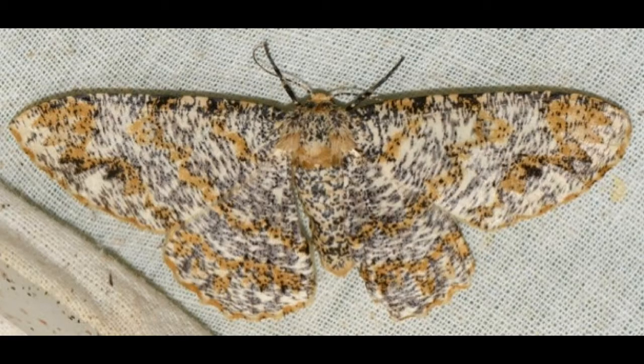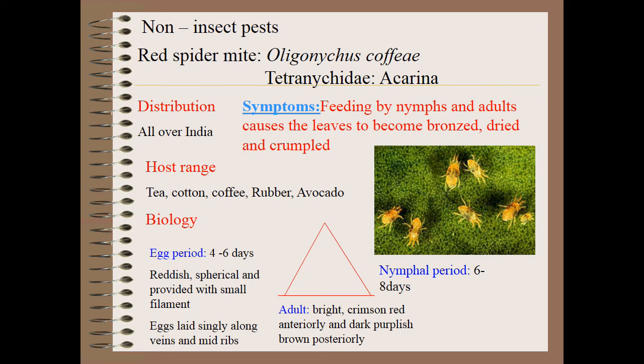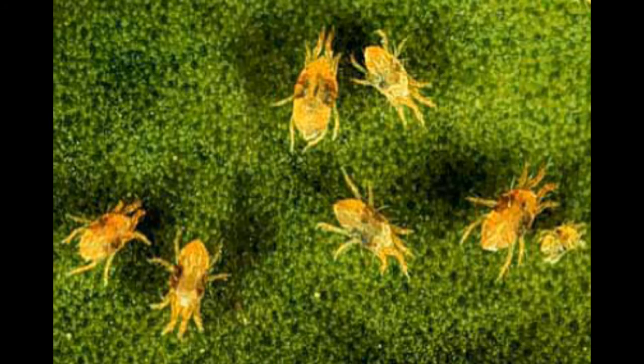And adult is grey winged, specked with light brown or black marking and irregular wavy yellow lines. See the picture, irregular wavy yellow lines. And non-insect pest, that is mite. First one is red spider mite, Oligonychus coffeae, Tetranychidae, Acarina.